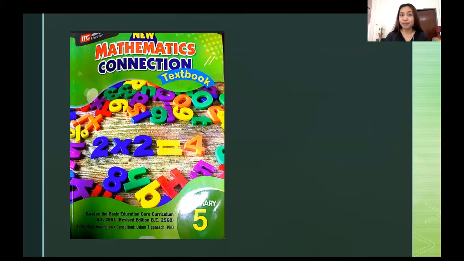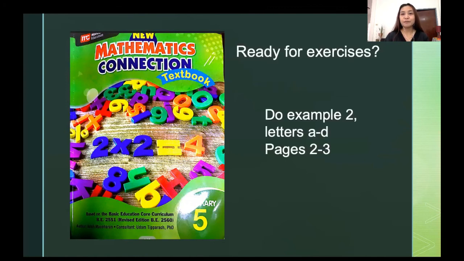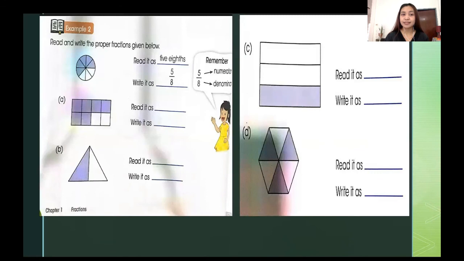Now, let's do some exercises. You have your book here with you? Good. Okay. Will you open it on page 2 and 3? Pages 2 and 3, and do example 2, letters A to D. Letters A, B, C, and D. So you write how you read the fraction and how you write the fraction too. Okay? Are you ready? Do it now.